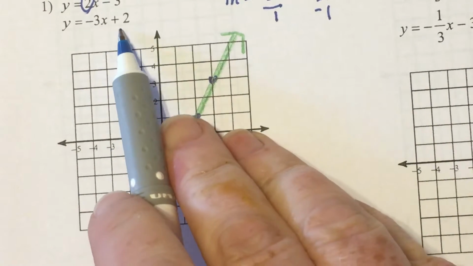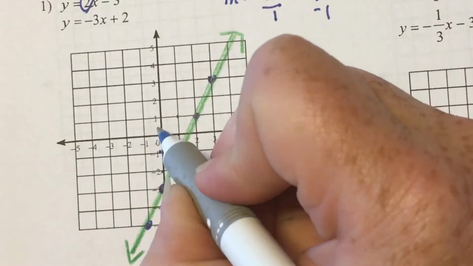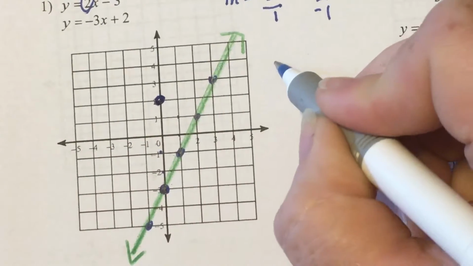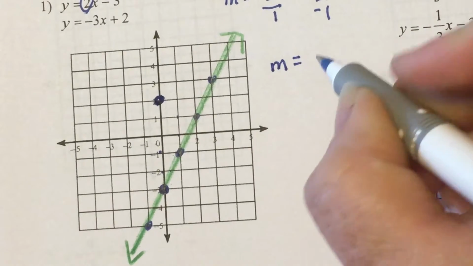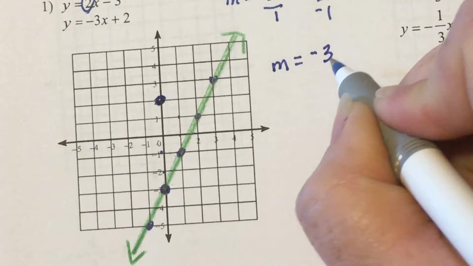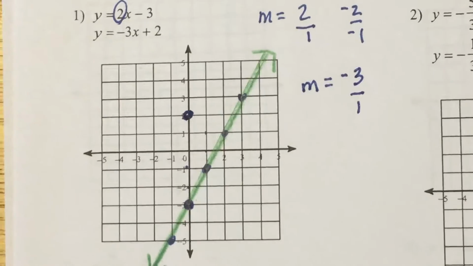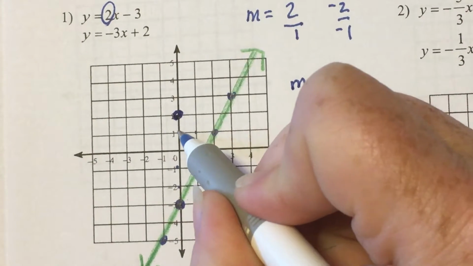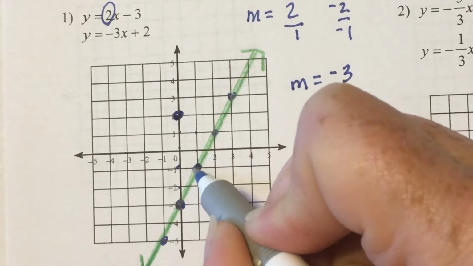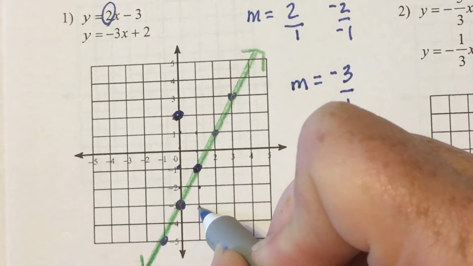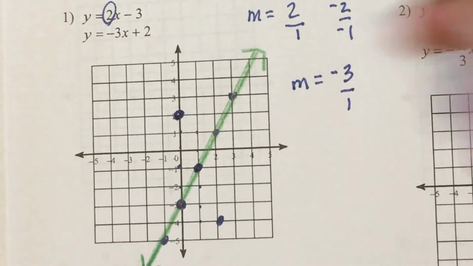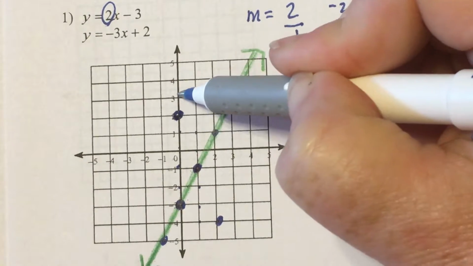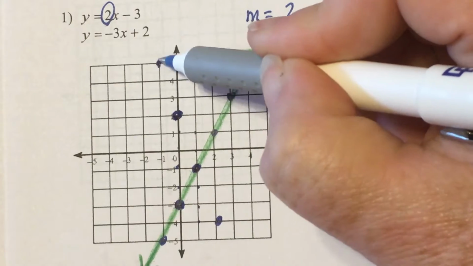Okay, the other one, we're going to start at 2. We're going to start at 2, and then that slope is actually -3 over 1. Okay, so that means this time I'm going to go down 1, 2, 3 and to the right 1. Down 1, 2, 3 and right 1. Now again, I could go the opposite and I could go up 3, 1, 2, 3 and left 1.